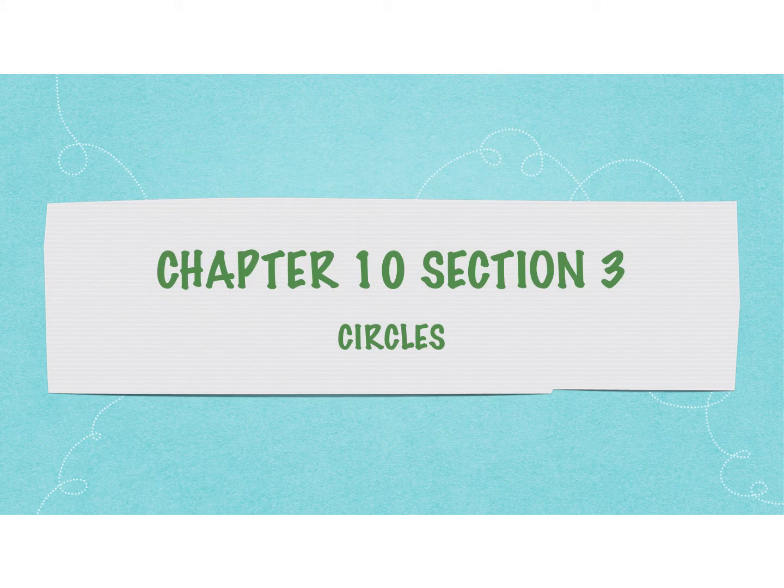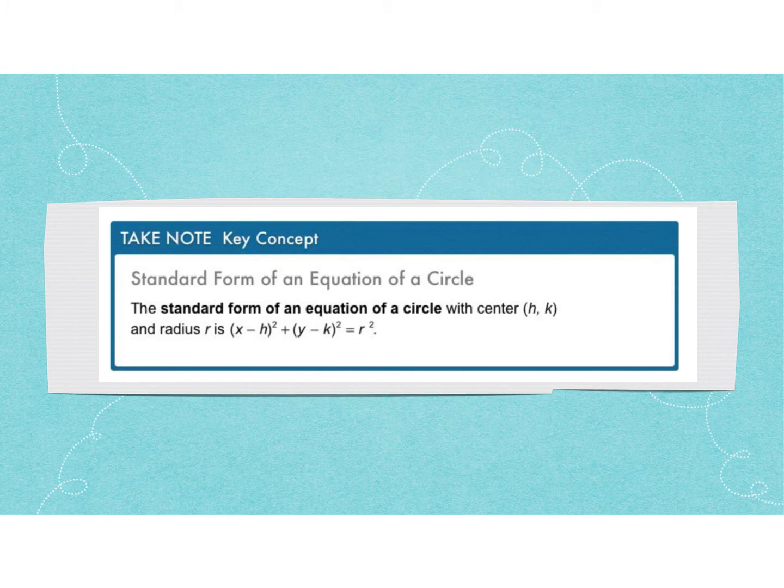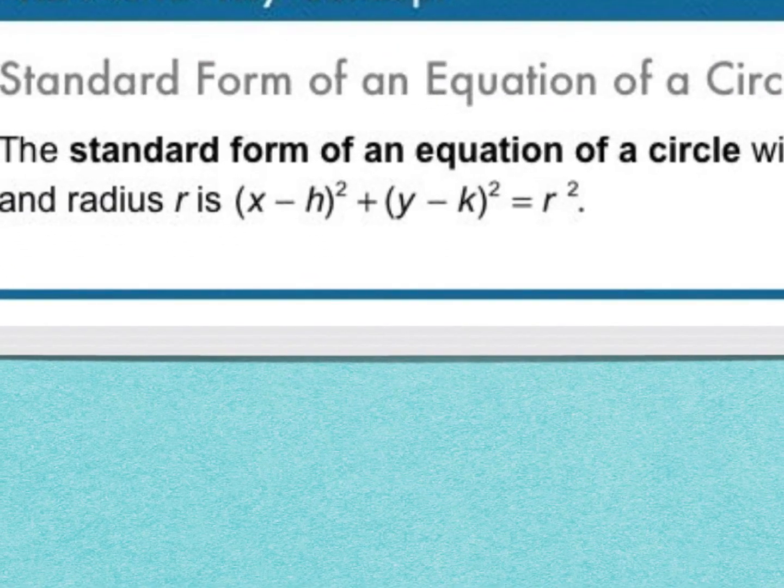All right, in 10.3, we're going to learn about circles. So this is our standard form of a circle. So this is our equation, x minus h squared plus y minus k squared is equal to r squared. So our center of the circle comes from this h and this k. So it's h comma k.